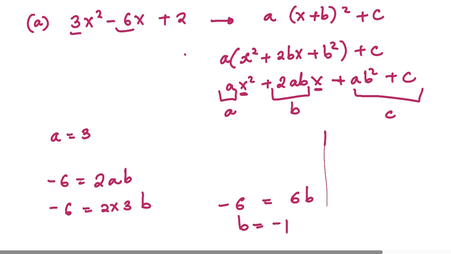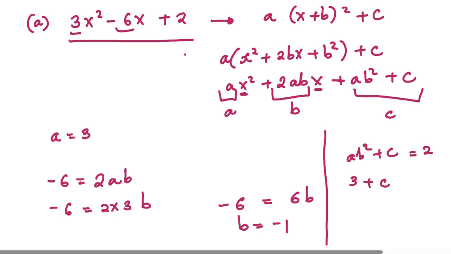So then lastly, I am going to see what my c is, because I've gotten my a and b, and then I need to know what my c is. So we know that ab squared plus c, when compared with the original expression, is going to be 2. I already know what my a is, I already know what my b is. So 3 times negative 1 squared, I end up having 3, then plus c, equaling 2. c is simply negative 1.